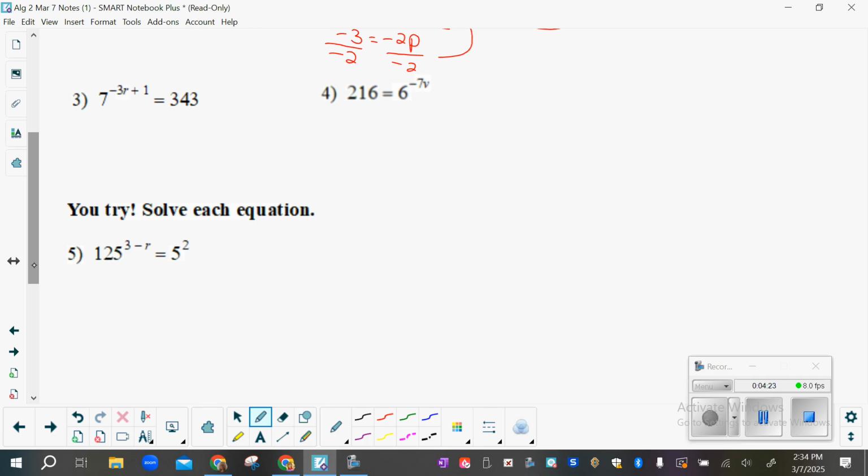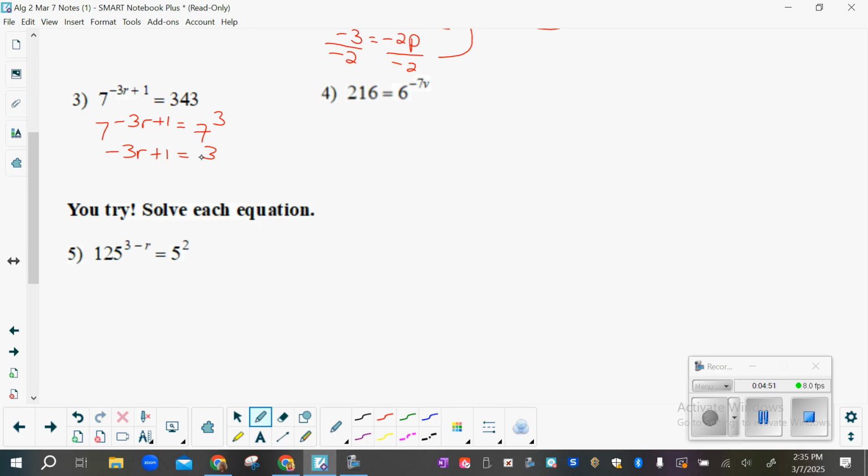Did you get it? What is it? It's 3. So 7 to the negative 3r plus 1 equals 7 to the 3rd. So we have our bases the same. We can now take them away and set our exponents equal to each other. So negative 3r plus 1 equals 3. So this group here, tell me what I do next to solve for r.